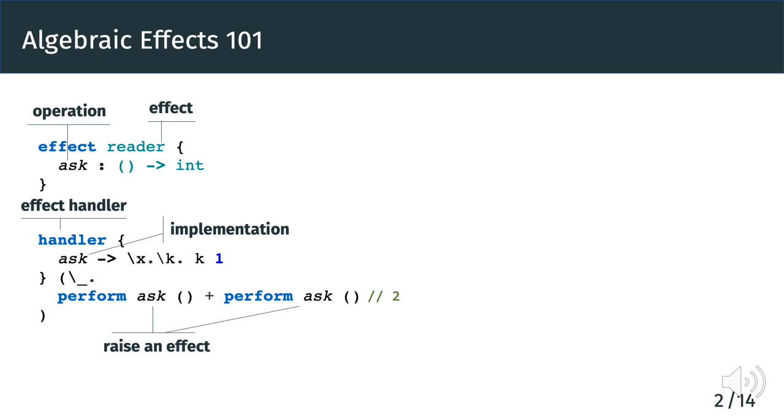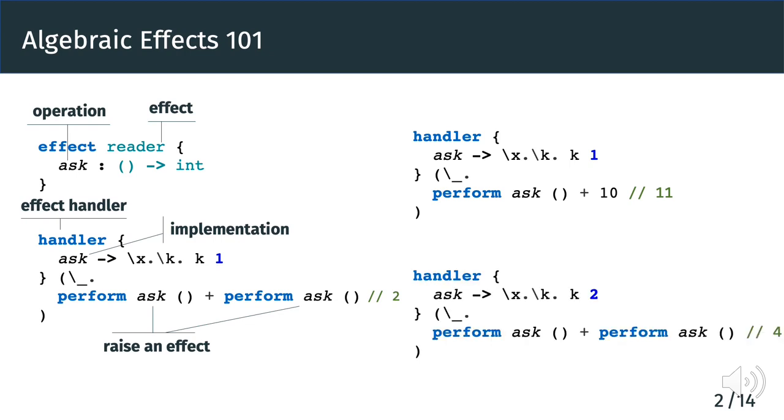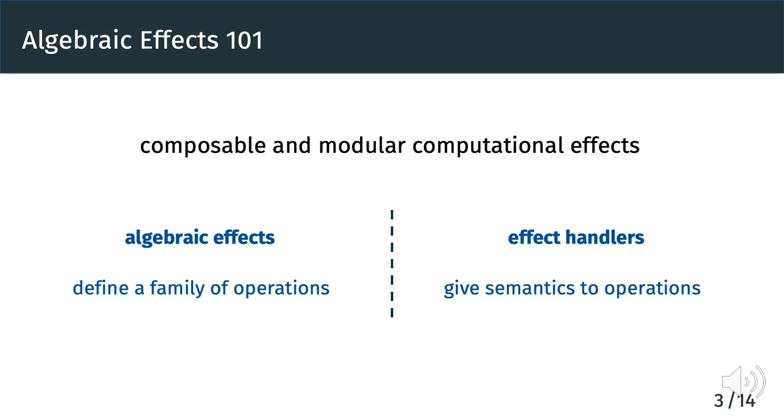One remarkable feature of algebraic effects is the decoupling of effects and the implementation of effects. In particular, we can use the same handler to handle a different computation, or we can easily use a different handler to handle the same computation. In summary, algebraic effects provide a useful way to encode composable and modular computational effects by having effects which define a family of operations separately from handlers which give semantics to operations. We have seen the example of reader, and we refer to our paper for more complicated examples.